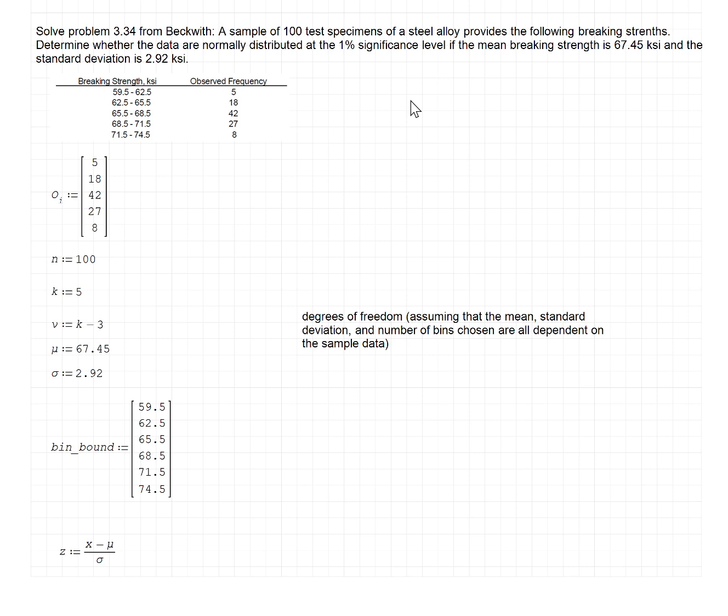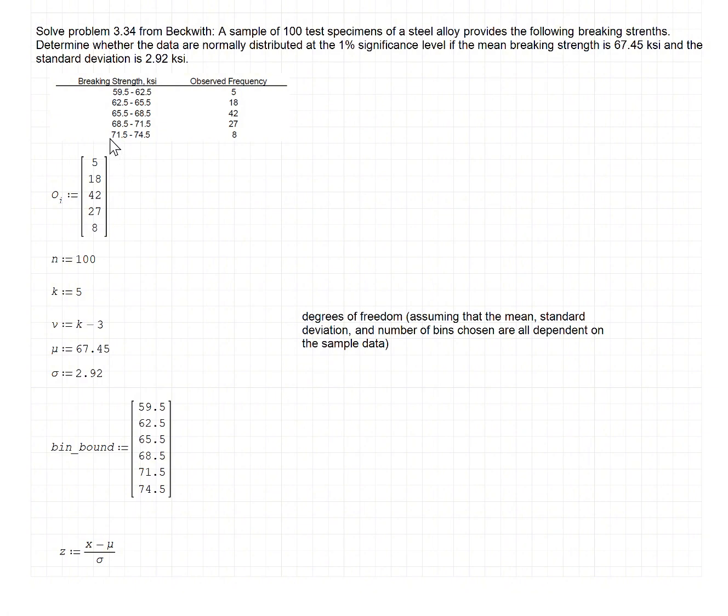Okay, so 3.34 out of the book is what we're talking about, where we have a 100 test specimen with breaking strengths, normally distributed, 1% significance, 67.45 KSI for a mean, and a standard deviation of 2.92 KSI. So we talked in depth about why we would choose either side of the bounds here for our buckets, and we decided that the more conservative would be to report to our reader the low end of the breaking strength.